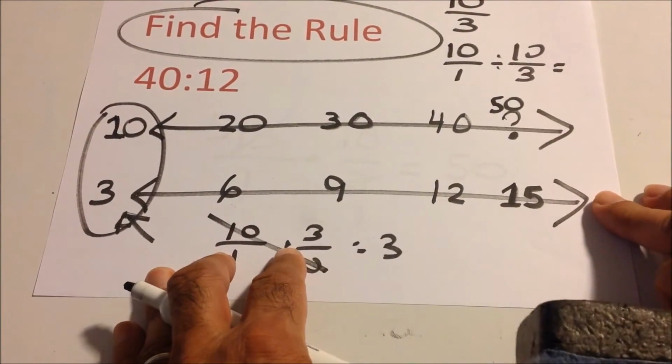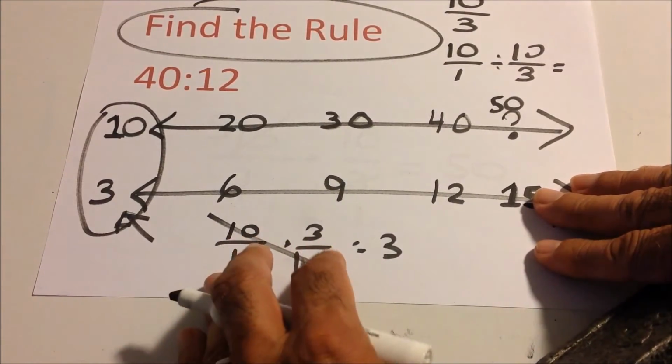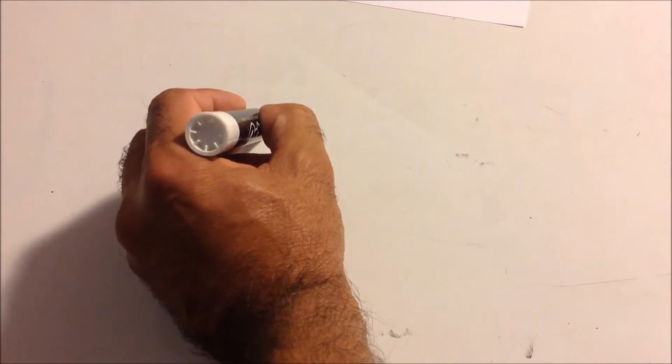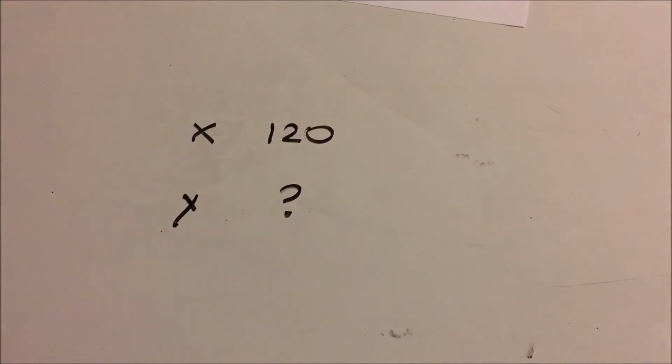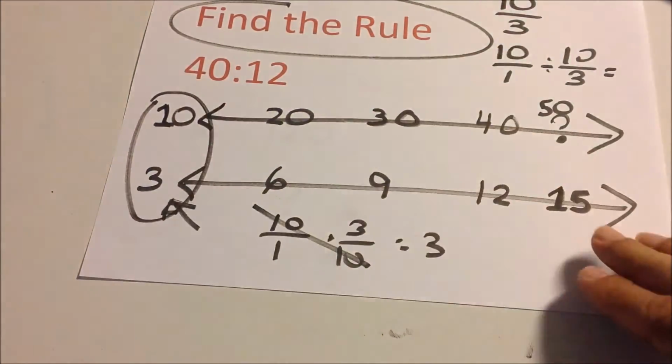Let's use the same rule, 10 over 3. And what if I gave you, we'll extend the line, so let's extend the line. Let's say I gave you, on the x line, the number 120. What would the y be? Again, you know the rule. It's 10 over 3. The lowest ratio is the rule.